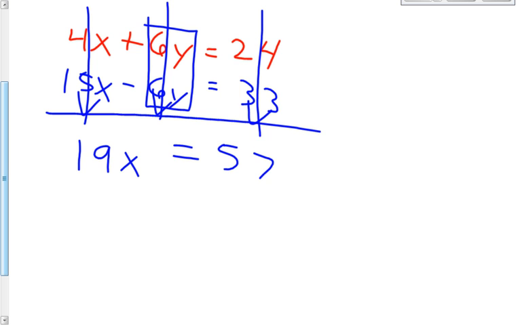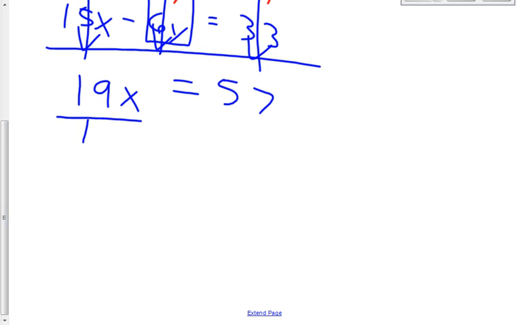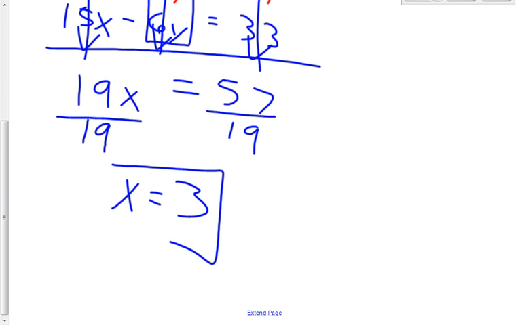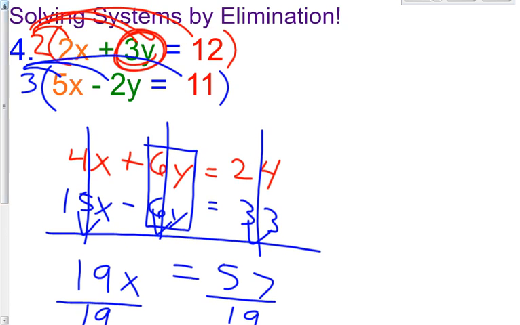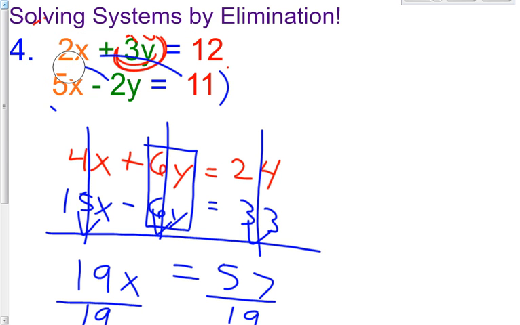Now, this is a very basic equation, solving for x. Let's divide both sides by 19. 57 divided by 19, x equals 3. Now, never forget, you're solving for both variables. You've only solved for one, x. So now let's solve for y. It really doesn't matter which equation you put it into, you're going to get the same y value regardless. So it really doesn't matter.